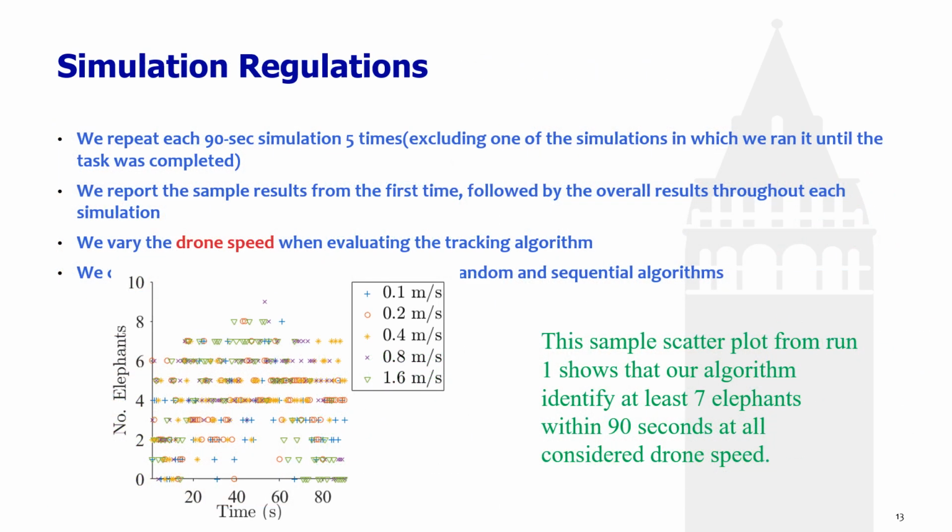Before we show our simulation results, we would like to note that there were simulation regulations. For example, we repeat each 90-second simulation 5 times. Some things that you should be watching out for are that we vary the drone speed in certain evaluations, such as the tracking algorithm evaluation. So please look out for that.